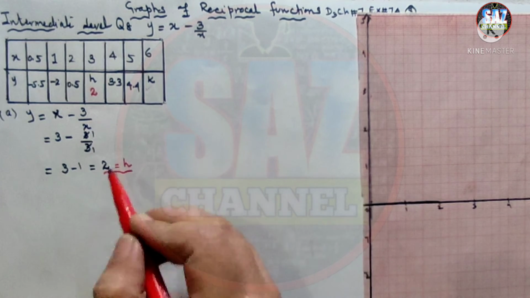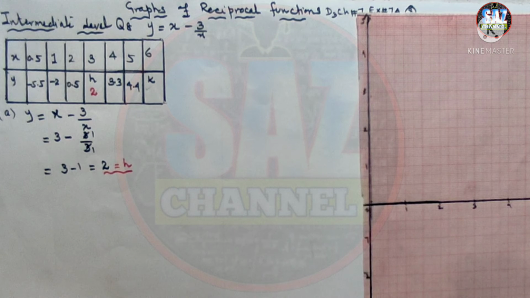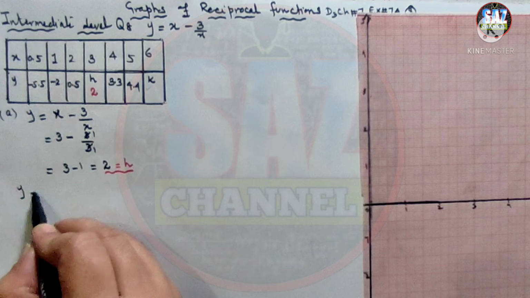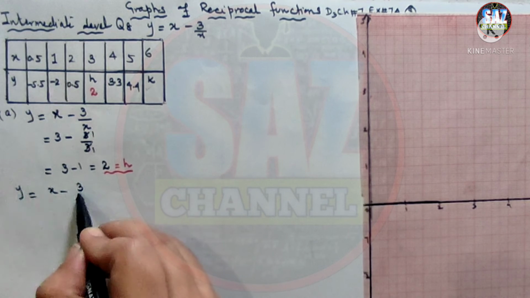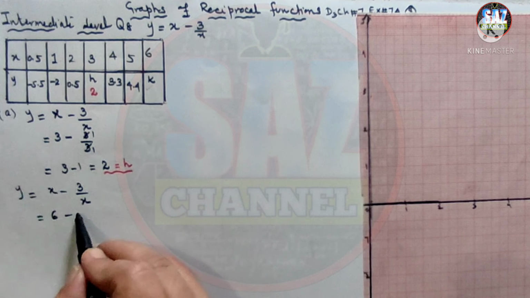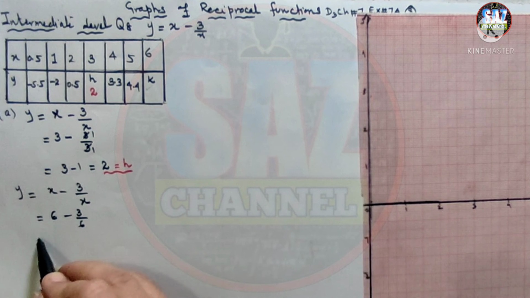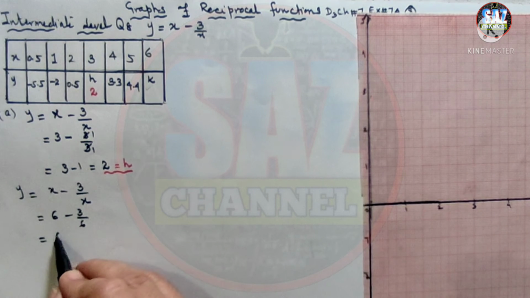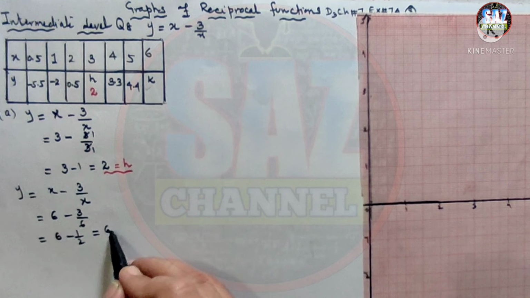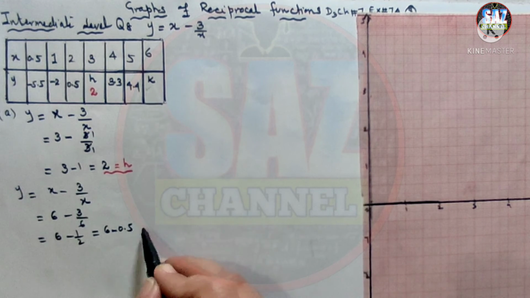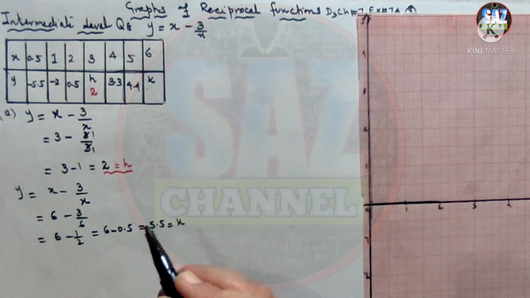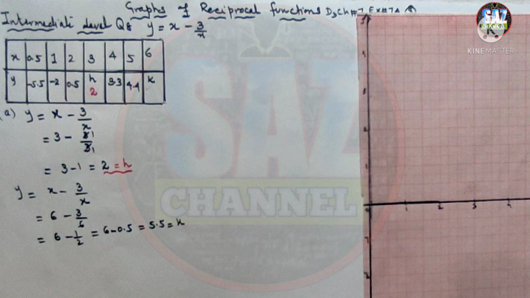H equals 2, and moving to the value of the other unknown, that is k. So y equals x minus 3 by x, and x is 6, so 6 minus 3 by 6, and 3 by 6 is 1 by 2. 6 minus 1 by 2 is equal to 6 minus 0.5, which will give me 5.5, and which is equal to k. So k has the value 5.5.